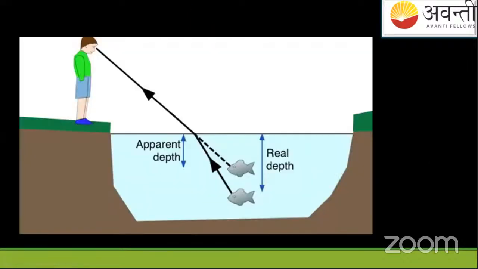In the last class, we ended the class in 15 minutes by taking this topic, that is apparent depth and real depth. What is this thing known as apparent depth and real depth? Okay, let me write it here: apparent depth and real depth.